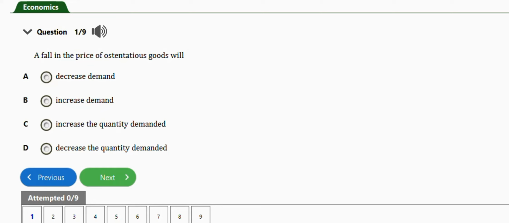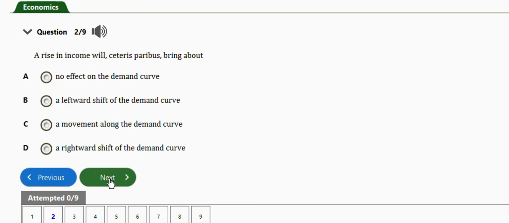Let's get started. The first question says, a fall in the price of ostentatious goods will: decrease demand, increase the quantity demanded, or decrease the quantity demanded. The right answer is that a fall in the price of ostentatious goods will increase the quantity demanded. Option C.